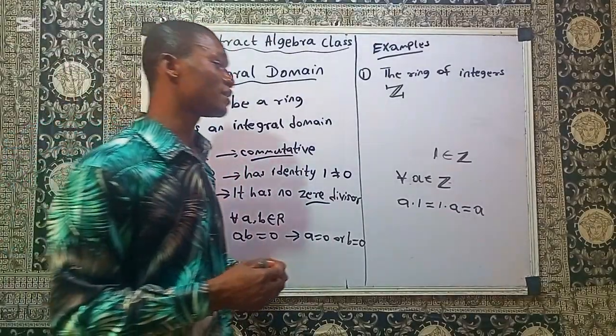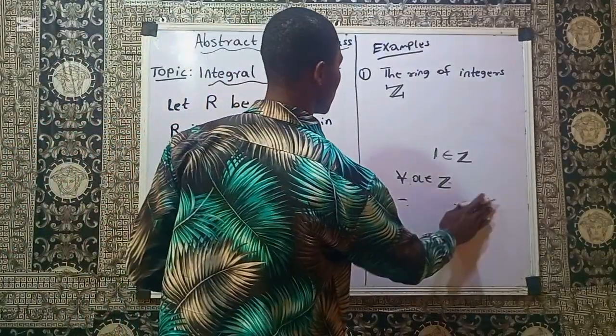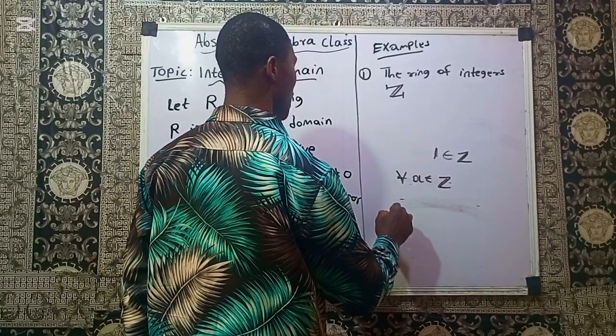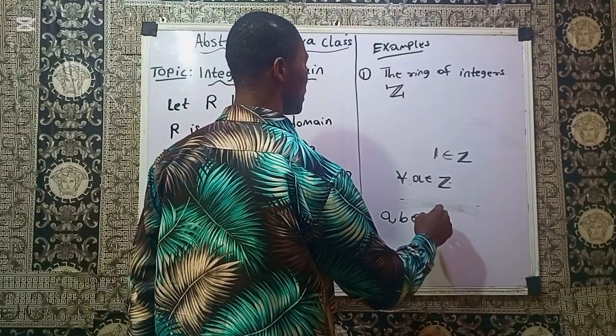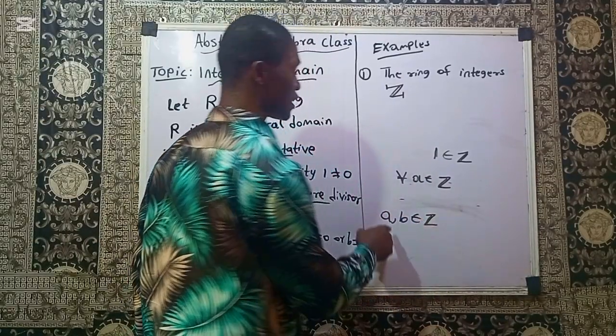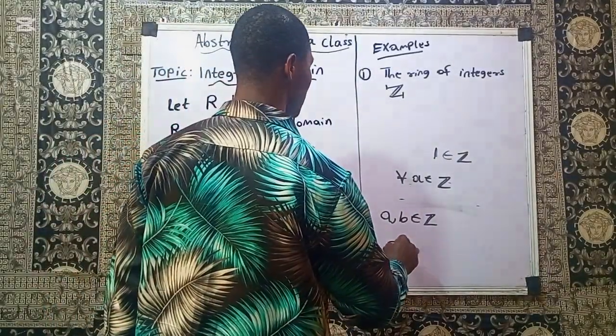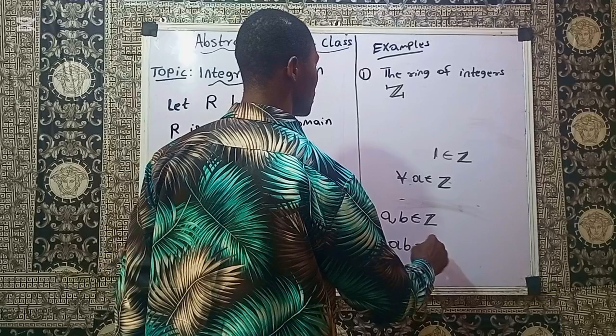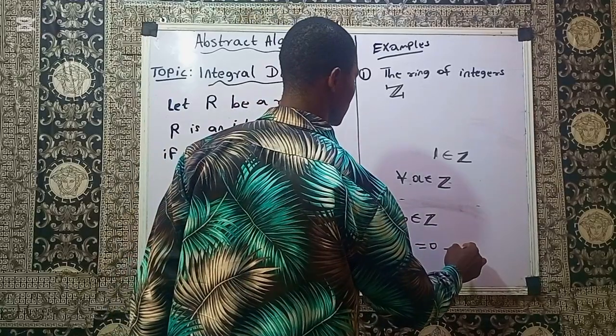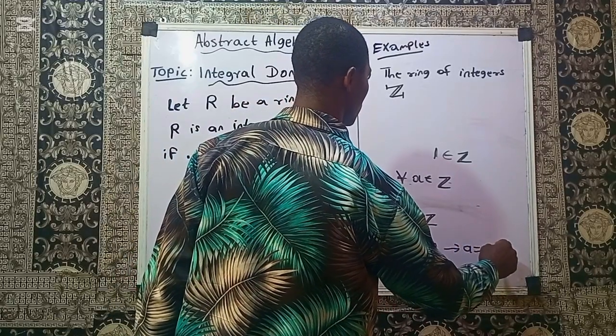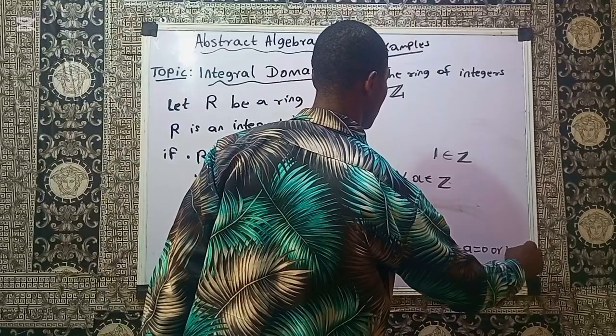In the integers, if you have A and B elements of the ring of integers, we know that A times B equals 0 implies A is 0 or B is 0.